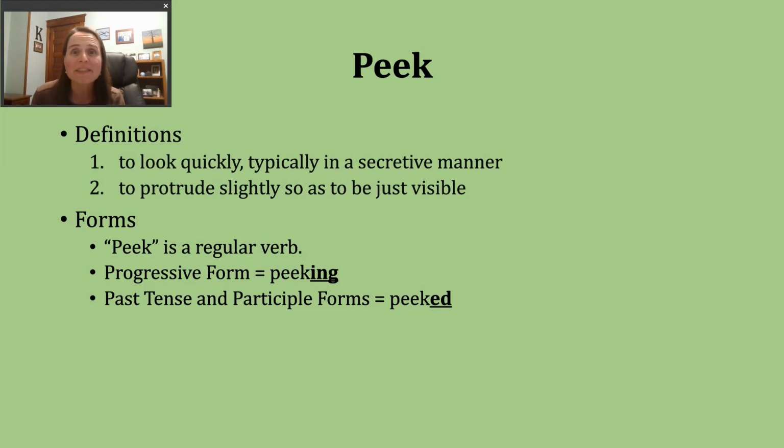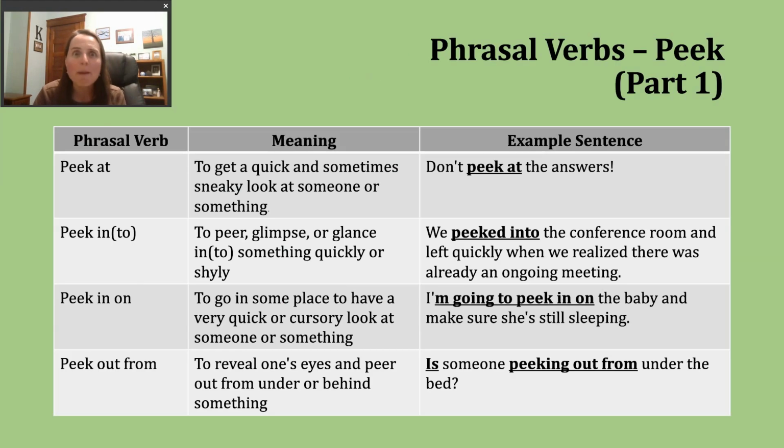To make the progressive form of this verb, all you need to do is add ing, and that forms peeking. The past tense and participle forms of this verb can be made by adding ed. Our base verb, peek, ends in an unvoiced K sound. This means the ed ending is just going to make a T sound, and you're not going to add an extra syllable as you say it. So the past tense and the participle forms of our verb should sound like this. Peeked, peeked. Okay.